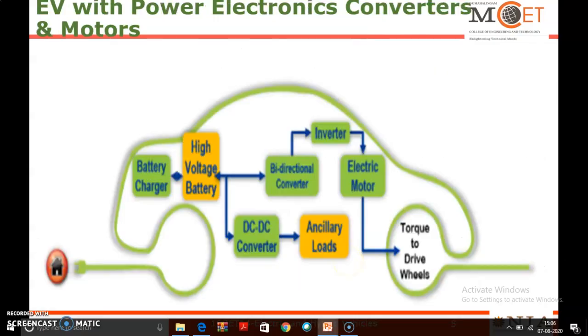And next, this is an electric vehicle or an electric car. This is a battery charger, which is nothing but the AC to DC converter. We know that the available form of supply is AC, and it is converted into DC and fed into the high voltage battery to store a large amount of DC power.